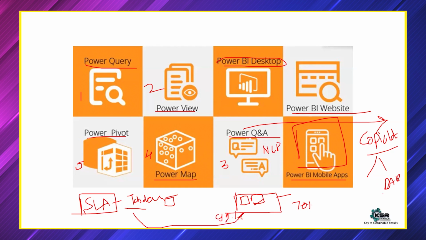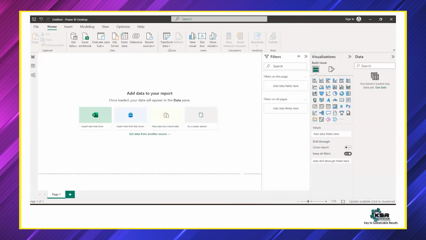But in order to write a DAX, you need to have data, and that data should be modeled and cleaned. That cannot be done with the help of Copilot. That has to be done manually. The individual data analyst has to do that. Now, this is how a Power BI desktop page looks. Now we are going to cover what this UI looks like.